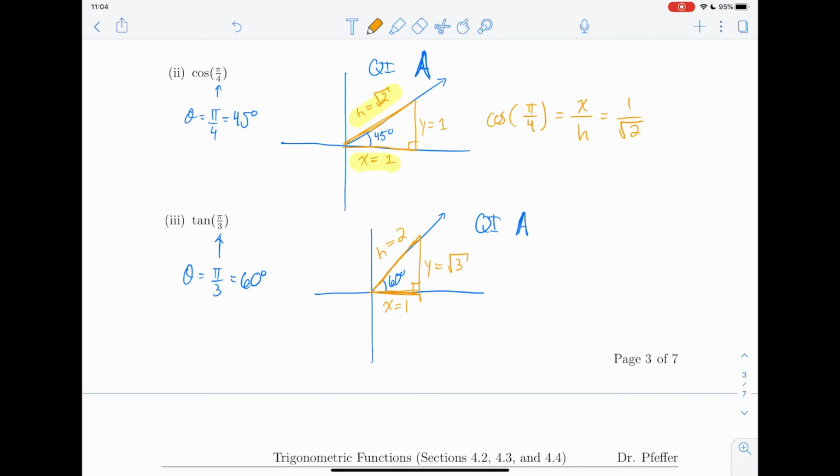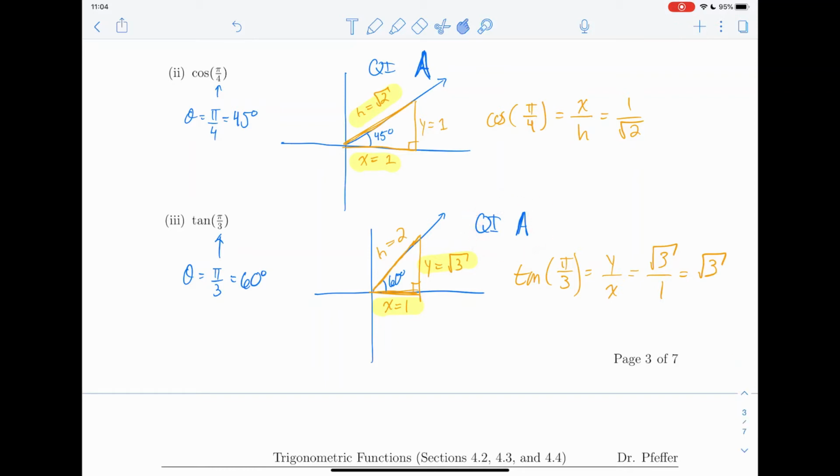So the x here is now a 1, the y is a square root of 3, and the hypotenuse is a 2. So that now, if we want to compute, say, the tangent of this angle, remember that a tangent is opposite over adjacent. So here we're going to get y over x, which is the square root of 3 over 1, which simplifies into the square root of 3 if you so choose. It's again positive, which matches our quadrant that we lived in.